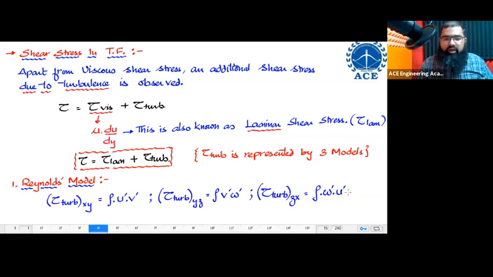So this is the formula for tau turbulent. You see, every formula is not defined for tau. Tau is a complete shear stress. We are defining the formula only for tau turbulent over here. Tau turbulent are these formulas. You can take a snapshot. We'll discuss the rest two formulas in the next slide. Quickly take a snapshot.